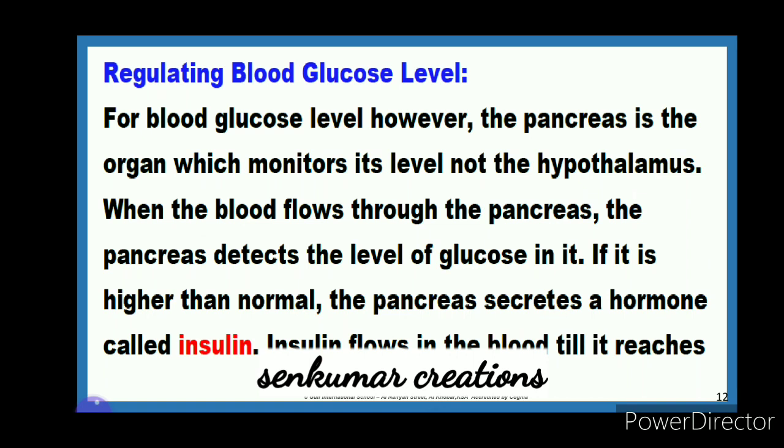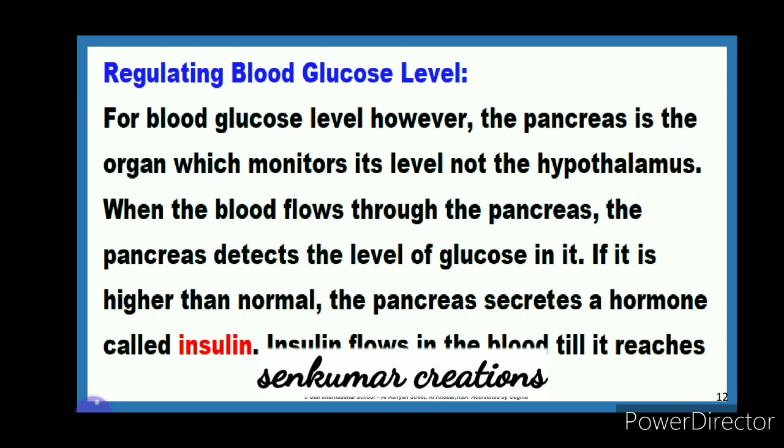So, regulating blood glucose level. How? First we have seen the temperature regulation. Now maintaining the glucose level. For blood glucose level, the pancreas is the organ which monitors its level, not the hypothalamus. When the blood flows through the pancreas, it detects the level of glucose in it. If it is higher than normal, the pancreas secretes a hormone called insulin. So insulin is a hormone which plays a major role in controlling the level of glucose in the blood.